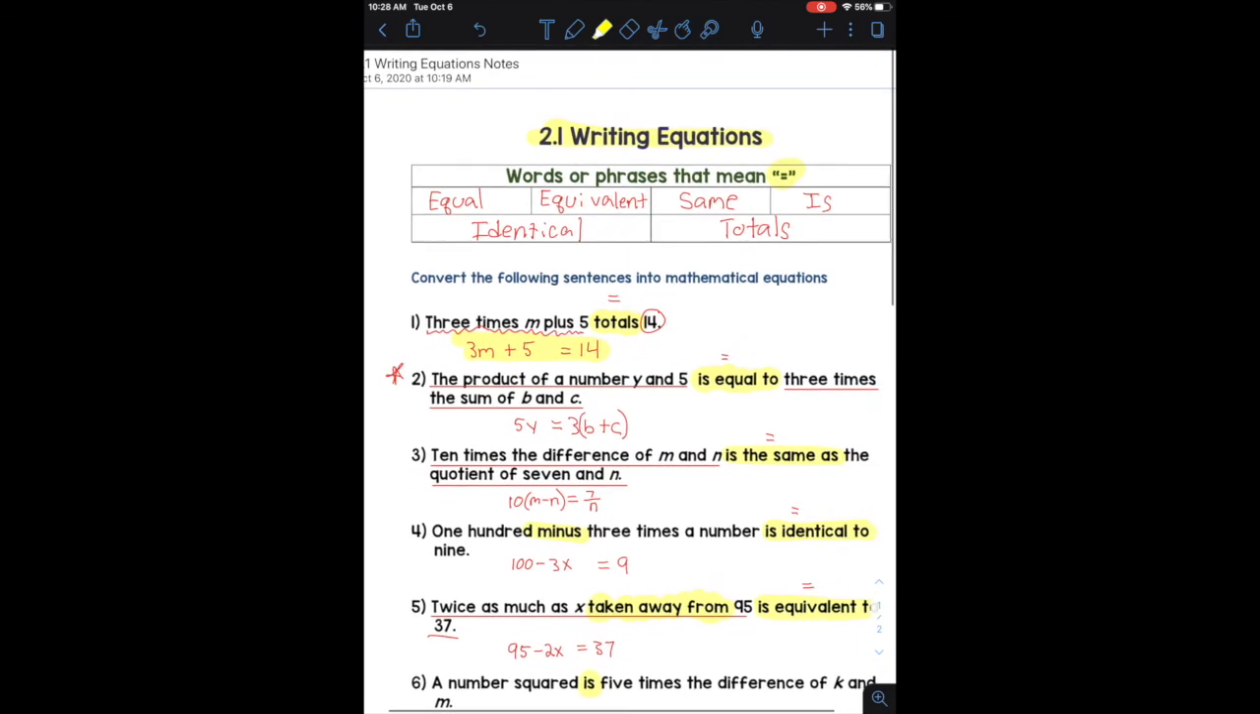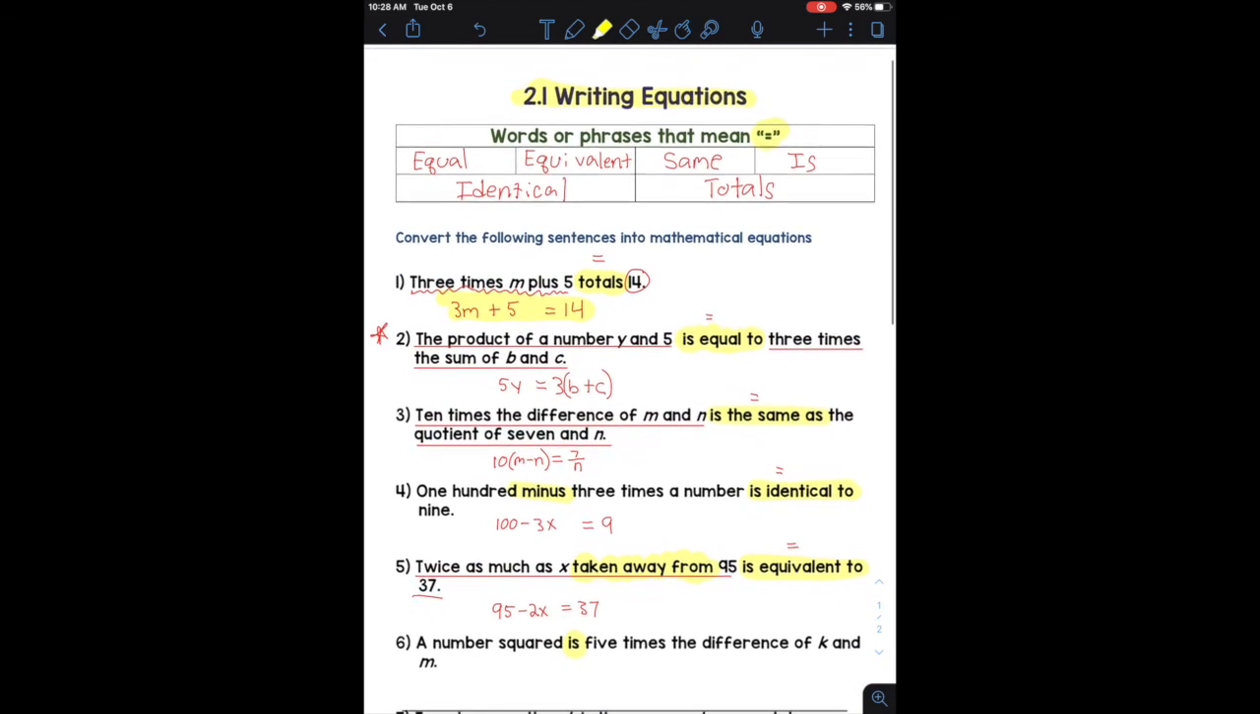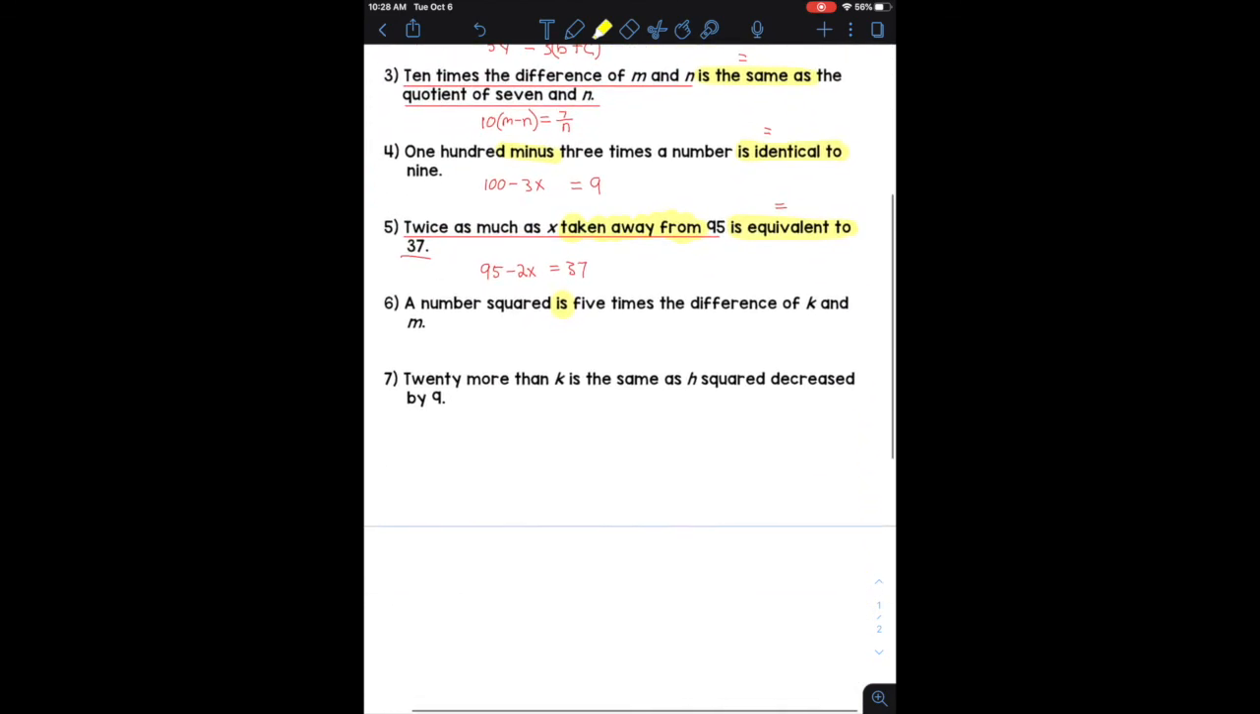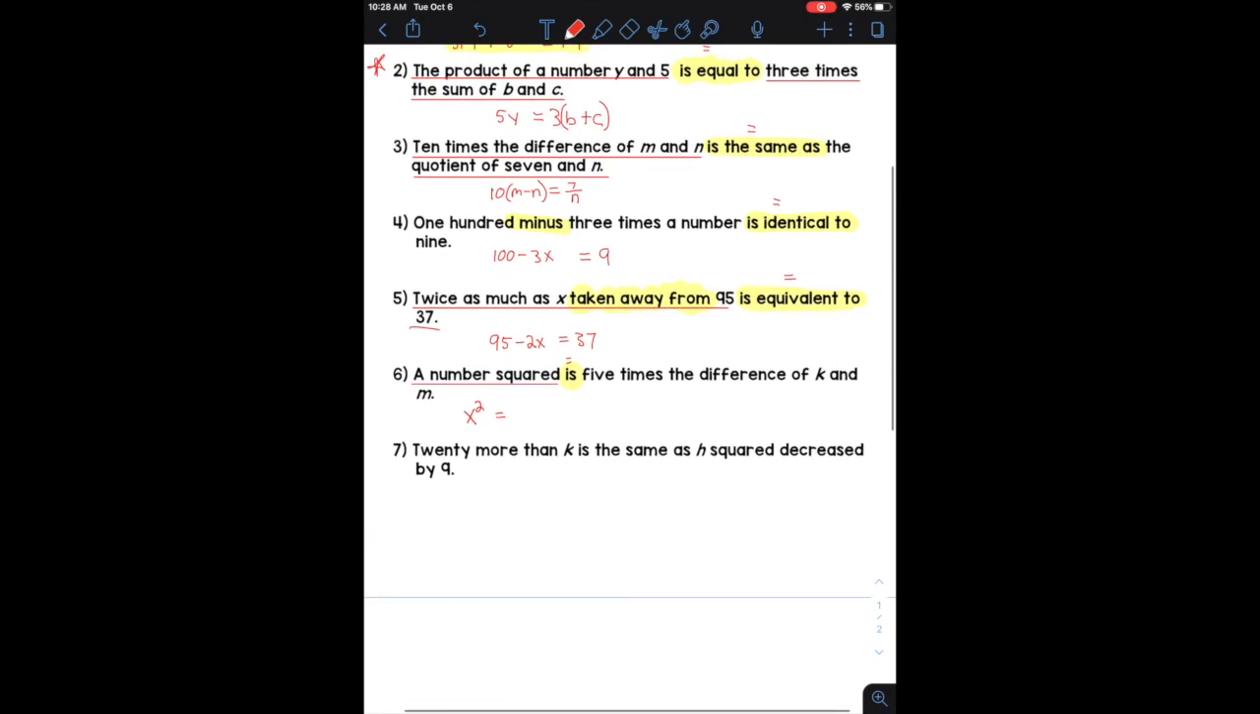So in number 6, the word that means equal sign is actually is. Remember, we have the word is up at the top, among the words or phrases that mean equal sign. So a number squared is the only thing to the left. They don't tell us what variable to use, so we'll use x. And the way you'll write x squared is like this, with an exponent. Equal sign, 5 times the difference of k and m.